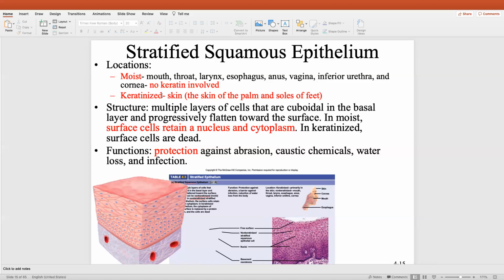We'll talk more about skin also in chapter 5 next week, right? It can be keratinized or moist. The moist ones do not have keratin, right? What we're going to see with stratified squamous cells is this: its primary job is to protect. It protects against cuts and abrasions. It protects against caustic chemicals, right? It protects against water loss and even infection.